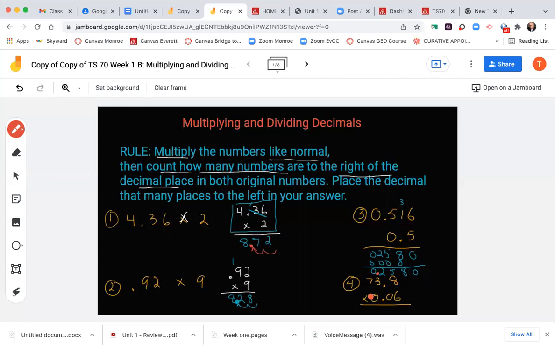I won't do number 4 for the sake of time. I'll just ask you to look at 73.8 times 0.06. When you get your final answer, you've done your math. How many places are you going to move that decimal point, starting on the end here and going 1, 2, 3? How many places would you move it? The answer should be, looking at this, there's 1 here and there's 2 there, so 3 places. Okay, so that's the rule for long multiplication.